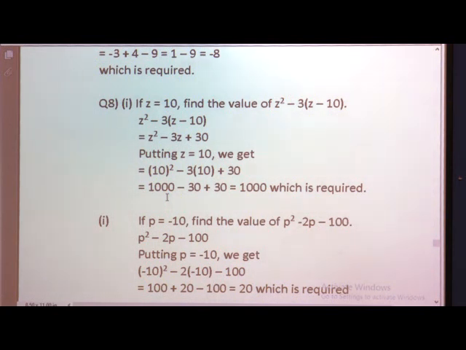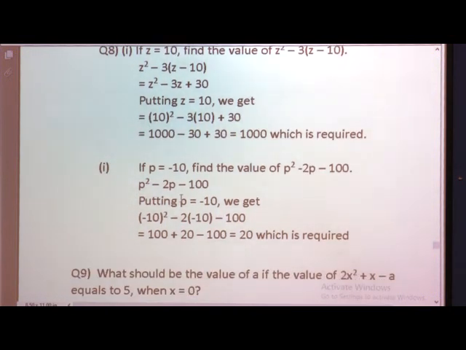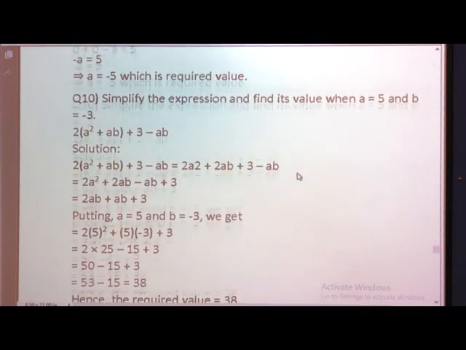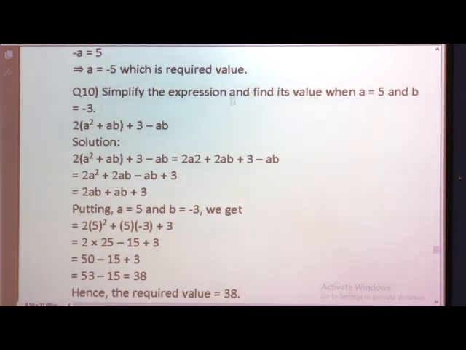Similarly, we have the second example, if p is equal to minus 10. So, p is equal to minus 10, and in the same way we have to substitute the value of p as minus 10 directly and try to solve it. Now, simplify the expression and find the value when a is equal to 5 and b is equal to minus 3. In the same way the expression is given to us, we just have to first use the distributive property and find the solution of this.